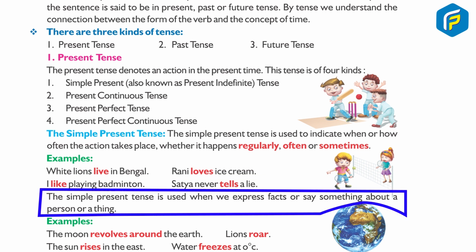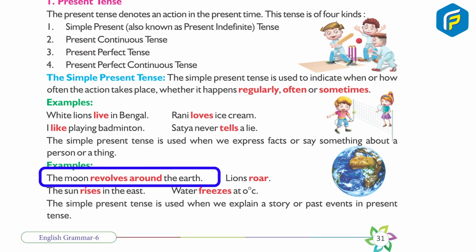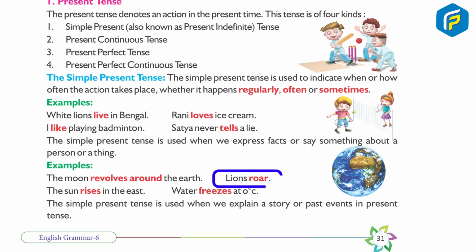The simple present tense is used when we express facts or say something about a person or a thing. Examples: The moon revolves around the earth. Lions roar. The sun rises in the east. Water freezes at 0 degrees Celsius.